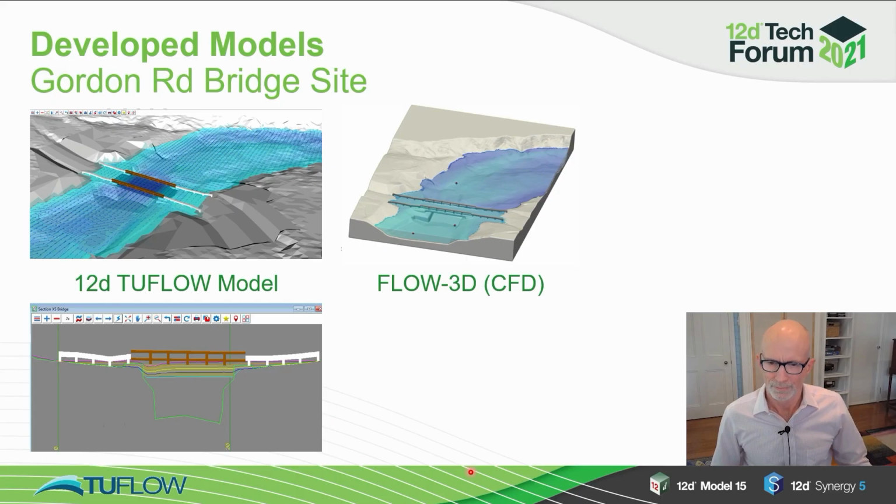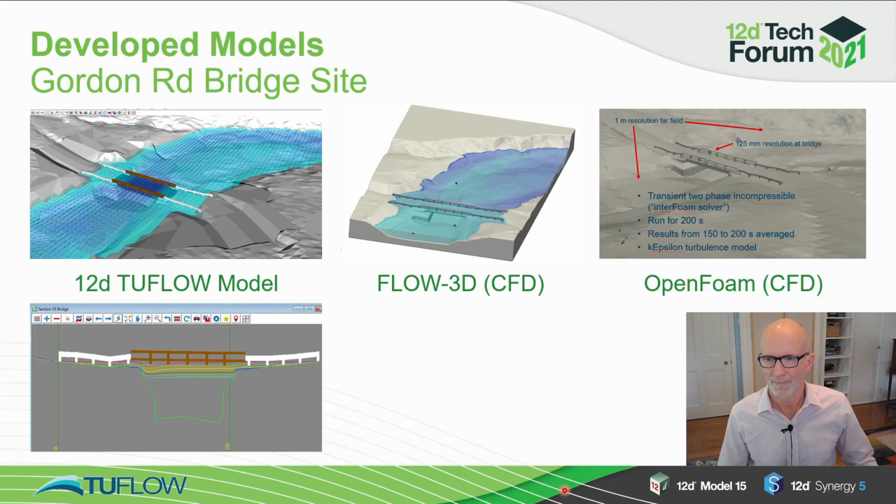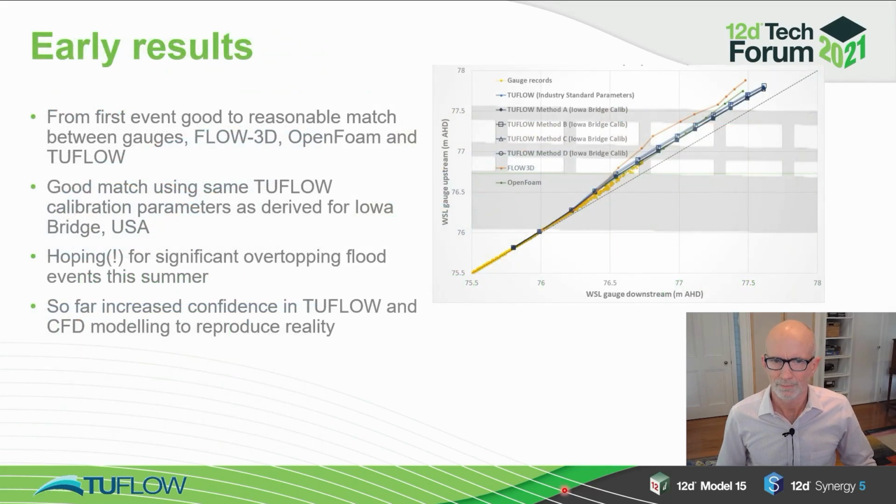We've also, or Main Roads have, done a Flow 3D CFD model. CFD models, for those unaware, are really high resolution modelling. Basically the equations they solve are pretty amazing, and they take a long time to simulate. So they're not really realistic to use for flood studies or urban inundation studies, but they can give some pretty powerful analysis of detailed flow situations. And there's another CFD package called OpenFOAM, which we've been doing as a bit of a cross-check of the process as well.